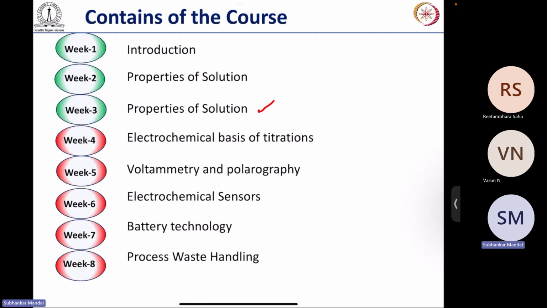We already completed up to the properties of solution in 2 classes, and in the last class we learned many things about conductivity and solution properties. Today we'll discuss some of the electrochemical basis of titration. I will not discuss again whatever the professor has taught, but I will discuss some of the problems. Before that, I can summarize what we discussed in the previous class.